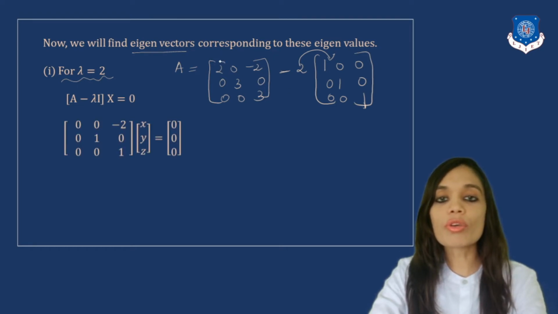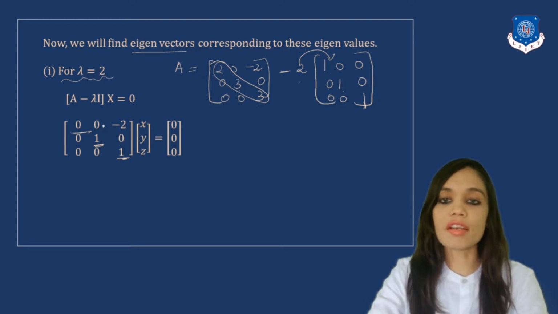So there will be a change only in the principal diagonal elements. So what you will get? 2 minus 2. So the answer will be what? 0. Now 3 minus 2. So the answer will be what? 1. Next 3 minus 2. So the answer will be again 1. All other elements will remain as they are, right?